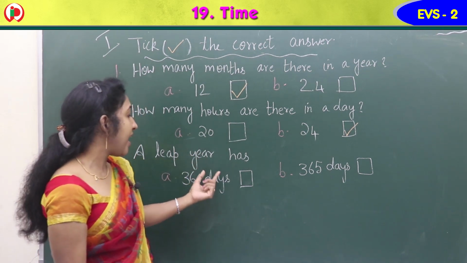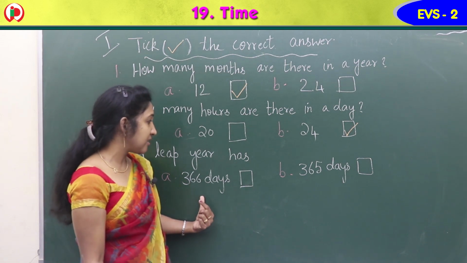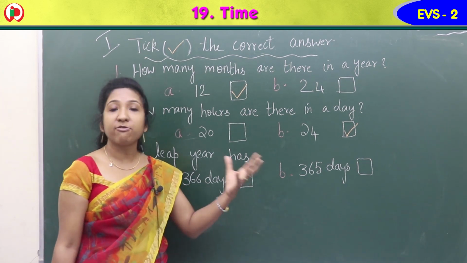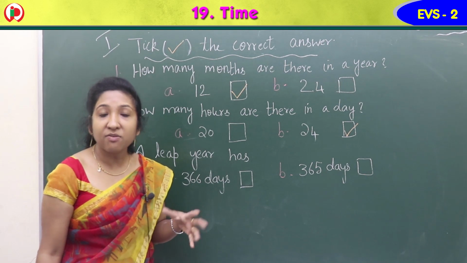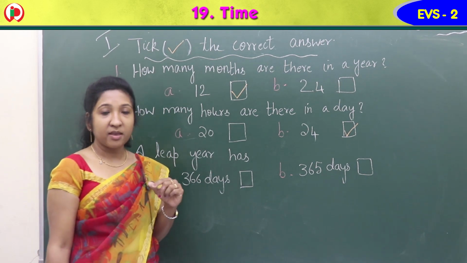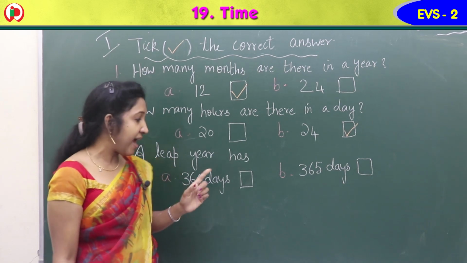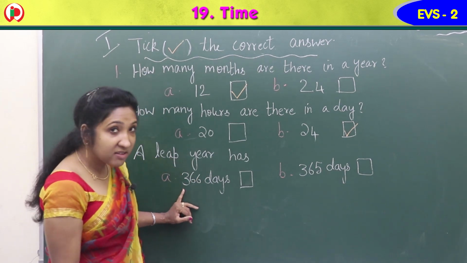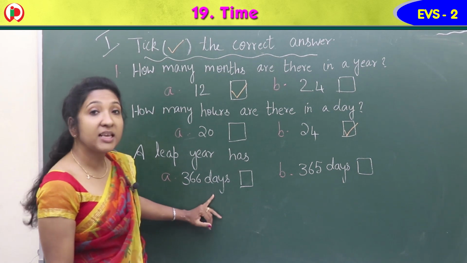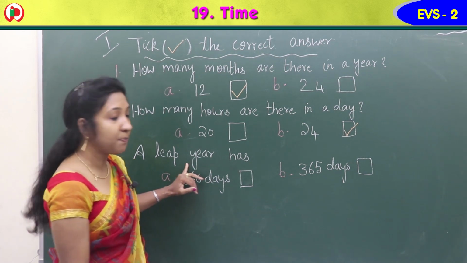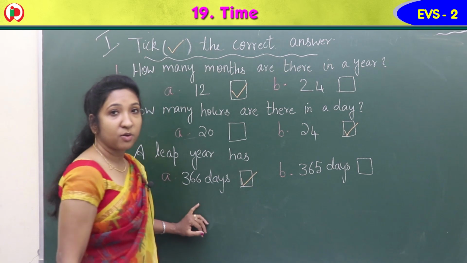Third one, a leap year has option A 366 days, option B 365 days. In a leap year we have 1 day extra. Every year we have 365 days, but in a leap year we have, yes, option A is the correct answer. We have 366 days in a leap year. Put a tick mark.